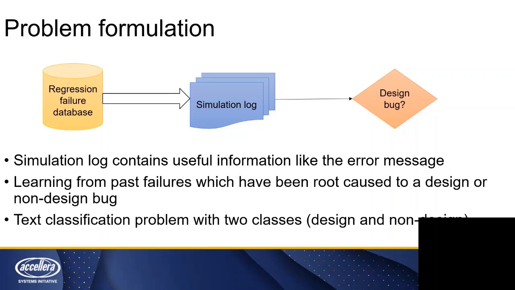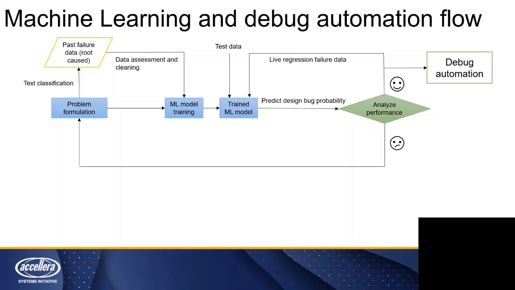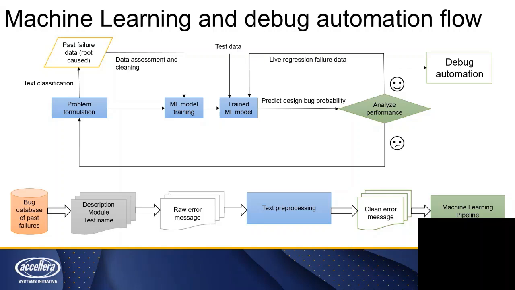The ML model inputs and outputs are error signatures and type of bug respectively. Hence, the ML problem in this context is a binary classification problem with text data as input. Once the ML problem has been formulated, data wrangling is done so that cleaned data is fed as input to the ML model. Data wrangling here refers to gathering, assessing, and cleaning. The training and testing of this ML model comprise the next steps.